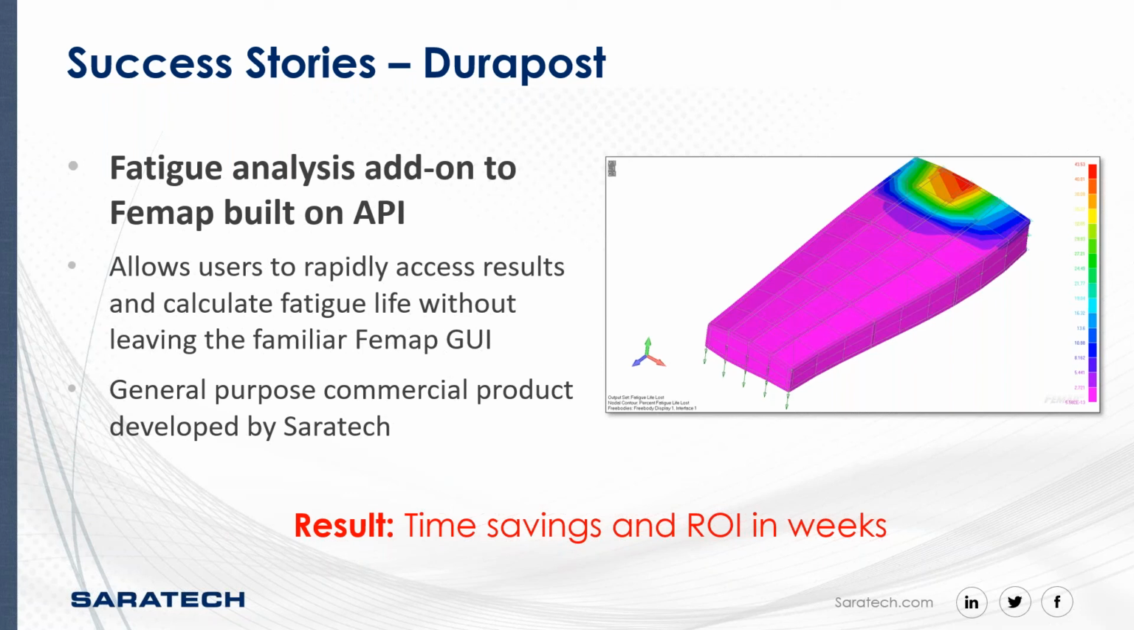Unlike some of the previous examples, this is just a general purpose product. So you might have an API that's very specific to your processes, or you might have a more general API that applies to a broader audience. So the goal of Durapost is to save your users time and get you that return on investment in a very short time.